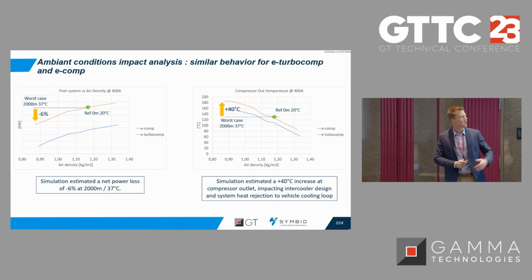And on a second graph, there is another parameter that we need to take care of, which is the compressor out temperature. Here you can see that between the reference point and the worst case, we could increase the compressor out temperature by up to 40 degrees C. And this will have a non-negligible impact on the intercooler design and the heat rejection to the cooling system. So with this kind of simulation, we can re-specify the intercoolers or the cooling loops.